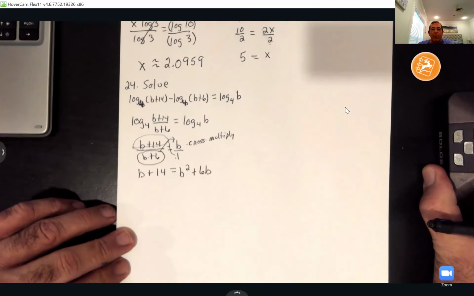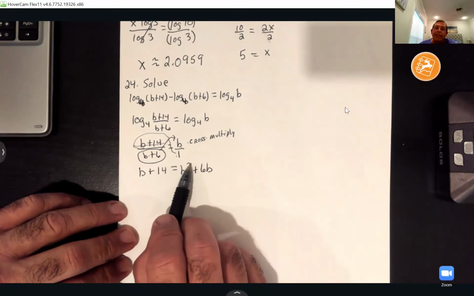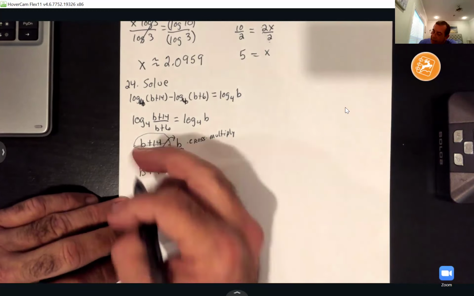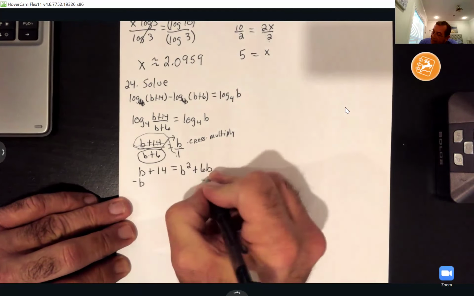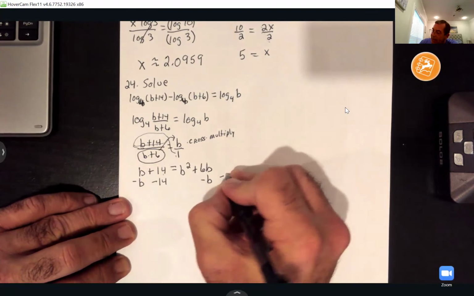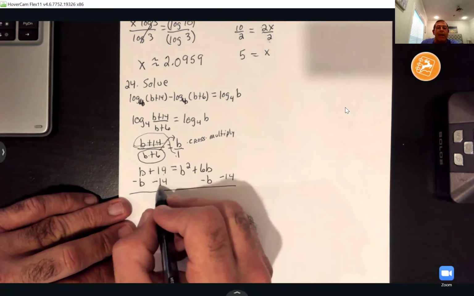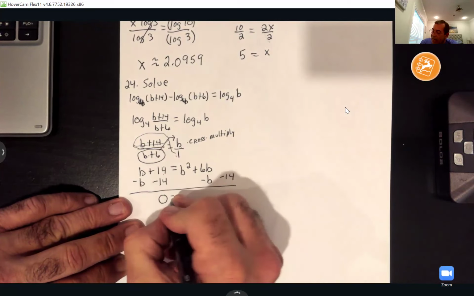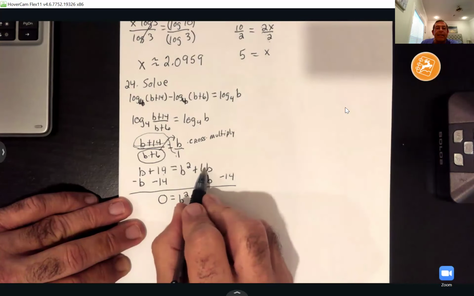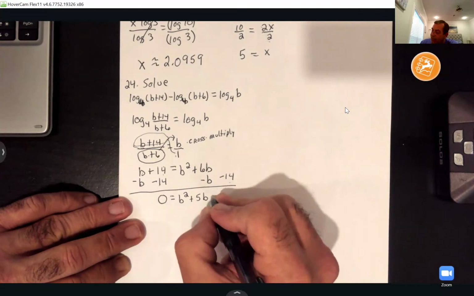All right, so let me show you what we got going on. This has a b squared in it, so that makes this quadratic. So I need everything on one side equal to a 0 here. So I'm going to subtract b from both sides, and I'm going to subtract 14 from both sides. So b minus b is 0. 14 minus 14, 0 on that side. This side I got a b squared. 6 minus 1 gives me 5b, and then my minus 14.